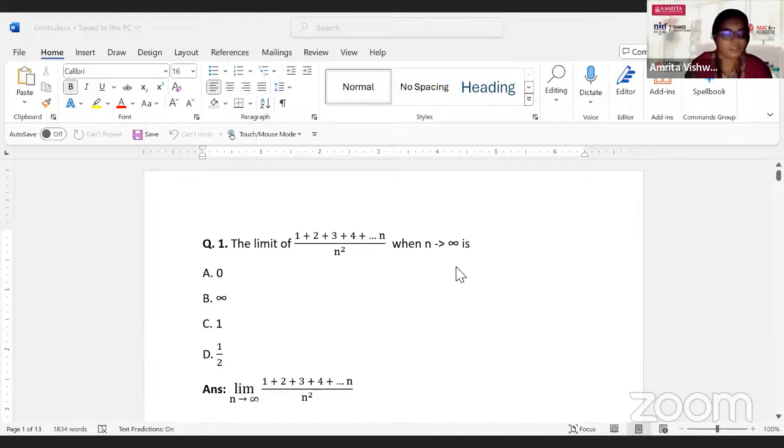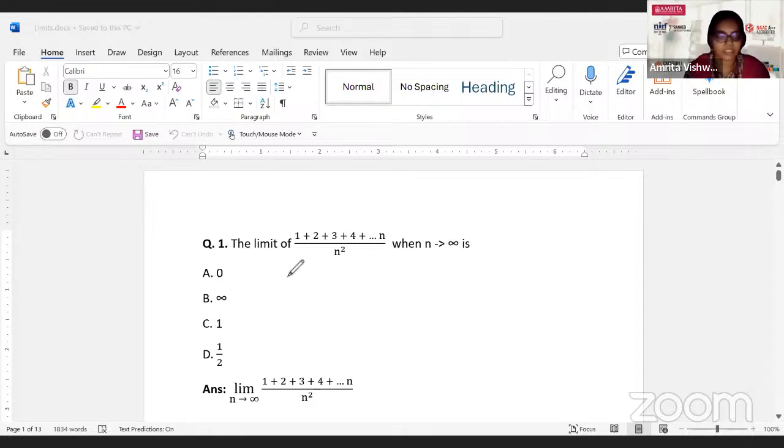So yes, today we'll be discussing the questions of the chapter limits. I have picked 7 to 10 questions from this chapter, and all of them are previous questions of JEE as well as AAA. So I would request all the students to be ready with your notebook and pen, and we'll be covering the questions one by one. So yes, we'll start with question number 1.